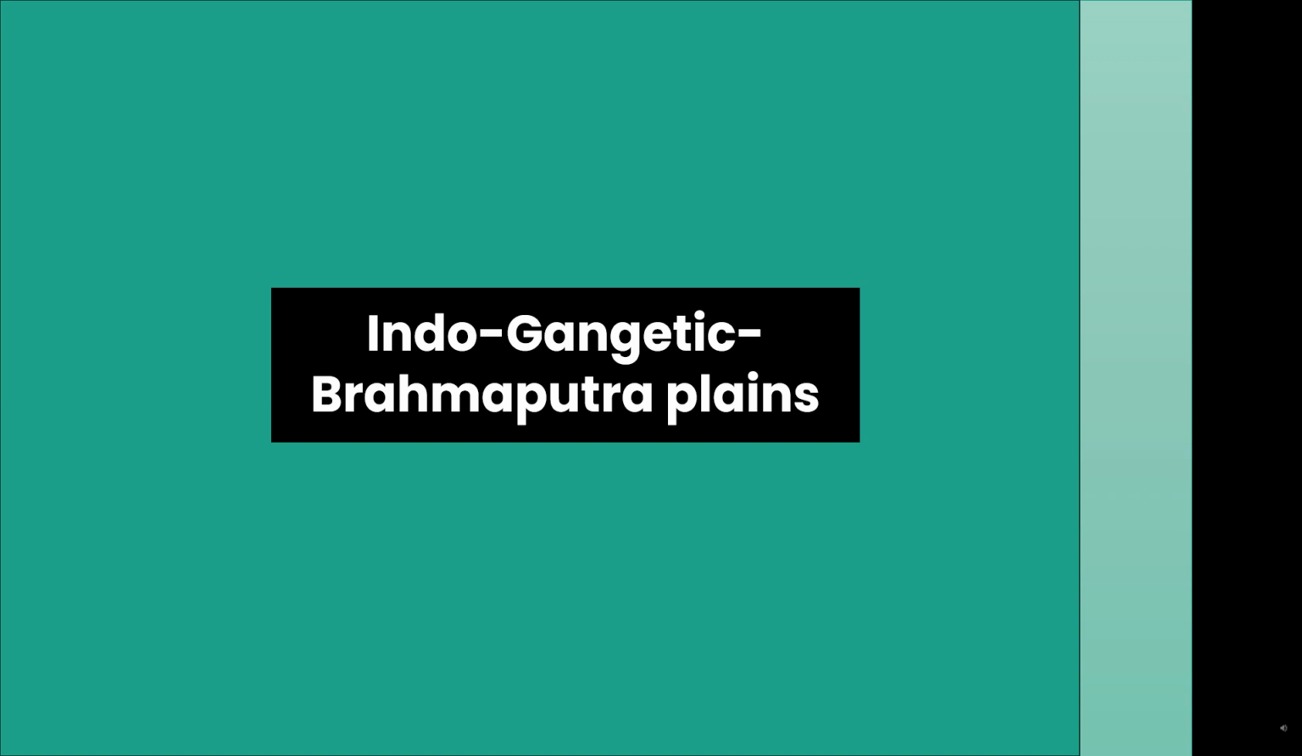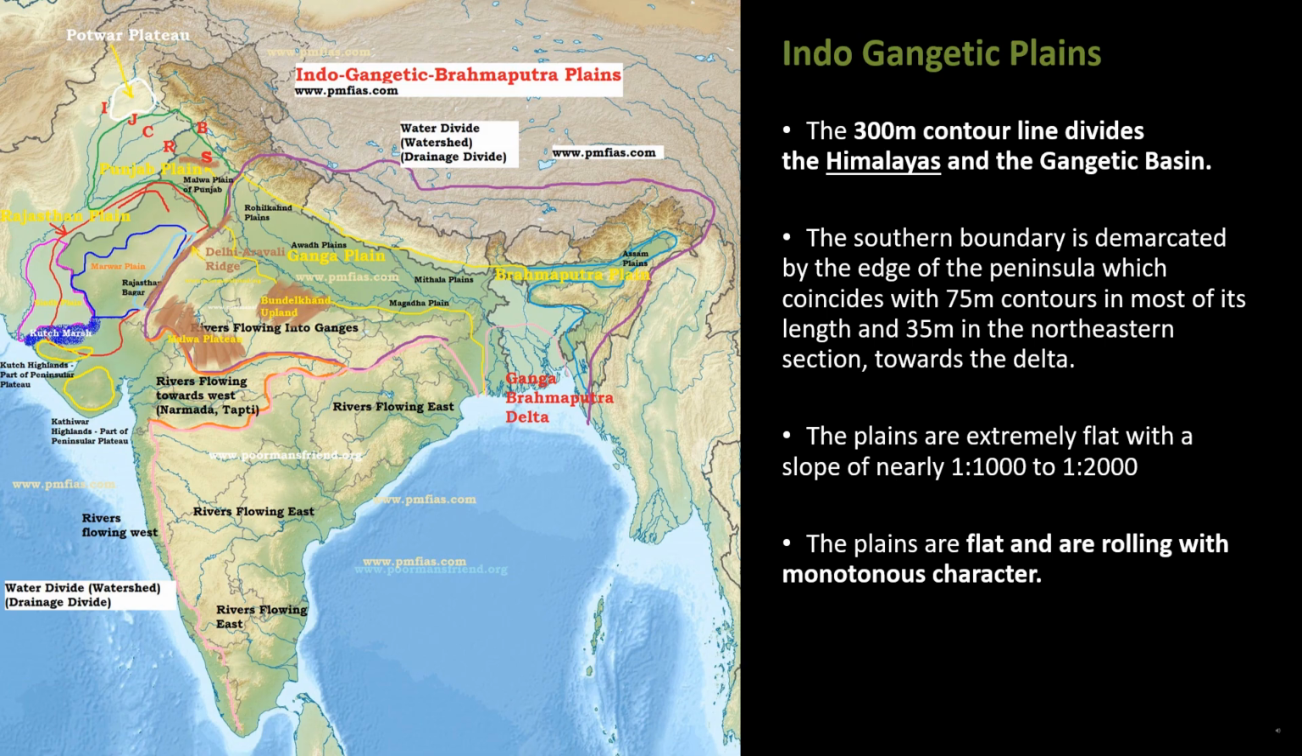Indo-Gangetic Brahmaputra Plains. The 300 meters contour line divides the Himalayas and the Gangetic Basin.